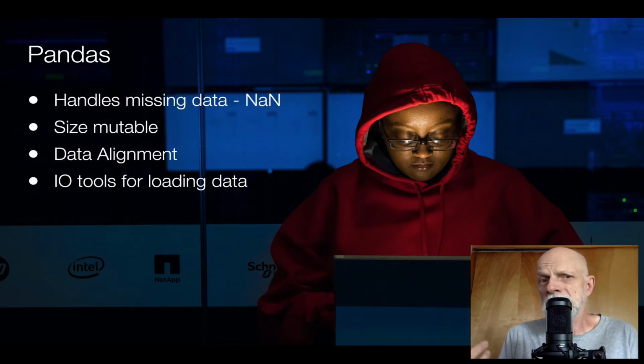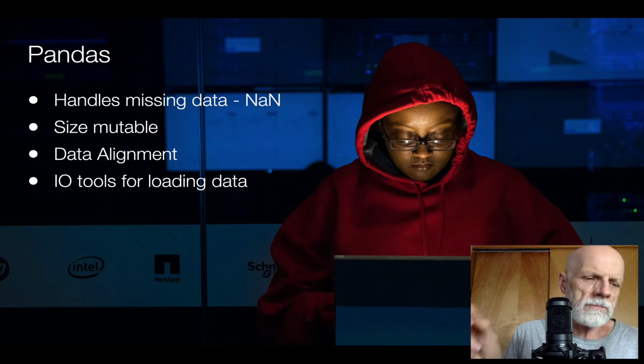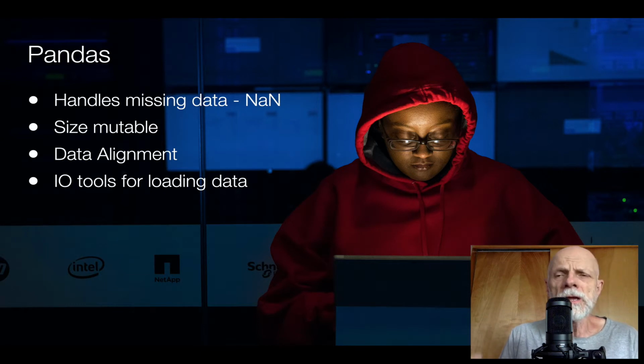It handles missing data well. It has this thing called not a number, for all types of data types. It's size mutable, meaning that we can add columns to the data structure very easily. It allows for data alignment, so we can take two data structures and combine them. For example, we might have a data structure representing information about states and another one representing very different information about the states, and we can combine them into one data structure.